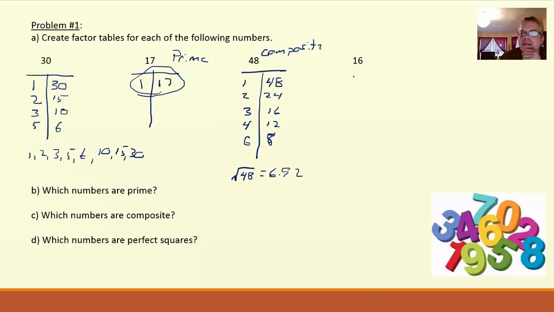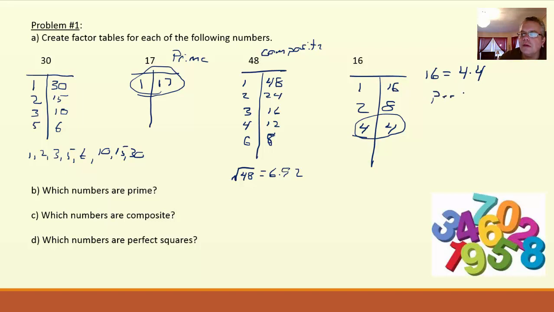Okay, 16. Here we go. 1 and 16, 2 and 8, 4 and 4. And actually, I could stop because the square root of 16 is 4. 16 is an example of another kind of number. 16 can be written as 4 times itself. Any number that can be written as a whole number times itself is a perfect square.